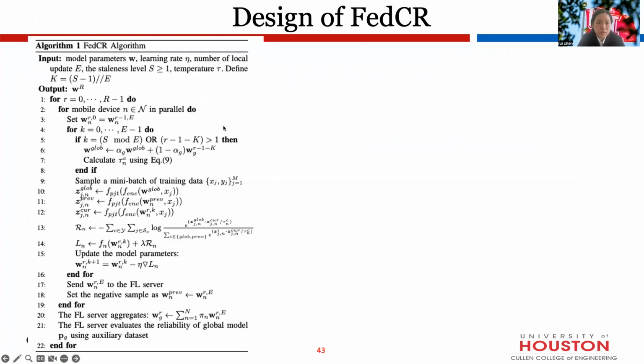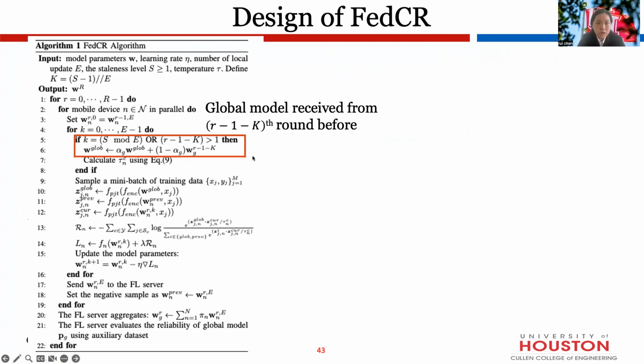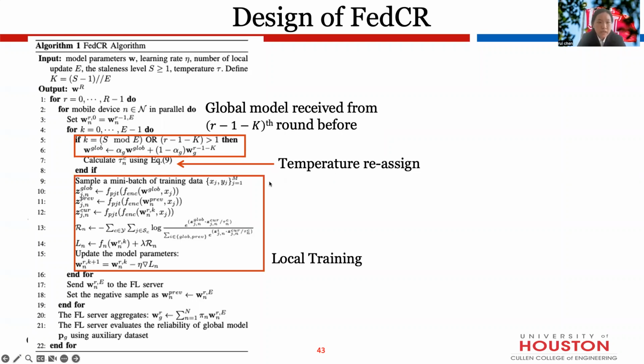And here we summarize our FedCR design in this algorithm. When the global model has arrived, you can update the local global model as follows. You can use the temperature in an ensembling approach to further stabilize the performance of the global model. And then you will do the temperature reassignment. After that, you can start the local training to compute the contrastive regularization and do the SGD updates. And then after the local training, you will send the model to the server. The server will do a weighted aggregation.